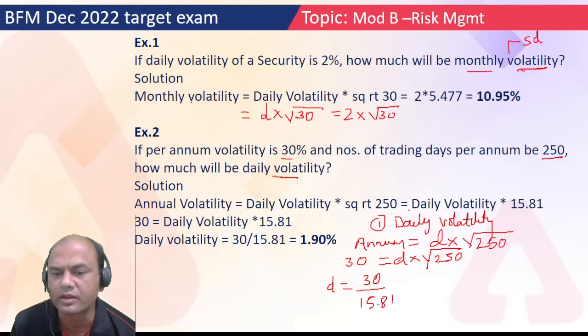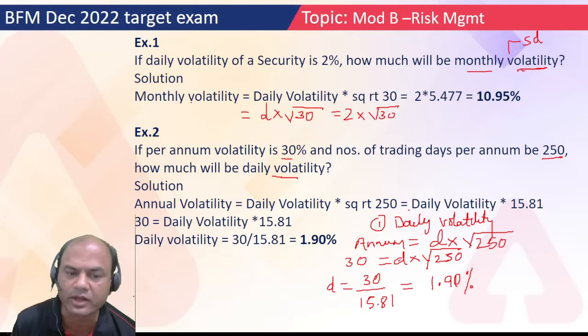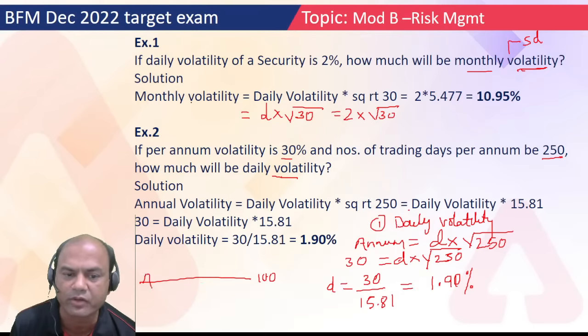15.81. So 1.90. Okay. So daily volatility becomes 1.90%. Got it? What does it mean? This means that if this commodity is fluctuating in the year, deviating from 100 rupees by 30%, then per day it will fluctuate by what? 1.9%. Like this, 1.9 here, 1.9 here. And in the year it is fluctuating by 30% over here.